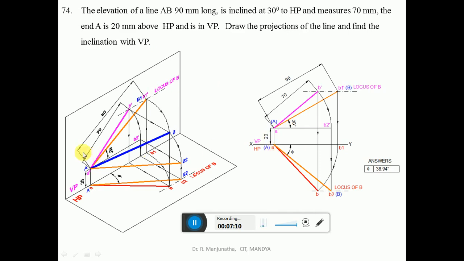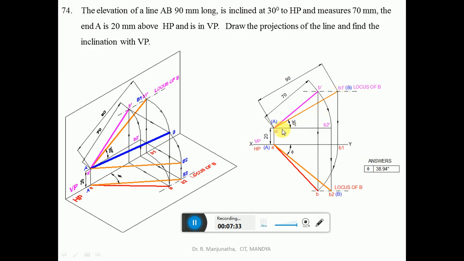You can see both A dash and A, which has been shown here. Then he says the true length of the line is inclined at 30 degrees to HP. So from A dash, using the protractor, you measure an angle of 30 degrees and draw an inclined line. Then, using the compass with A dash as center, take the radius of 90 mm and cut an arc on that 30 degree line so that you get this point B1 dash.